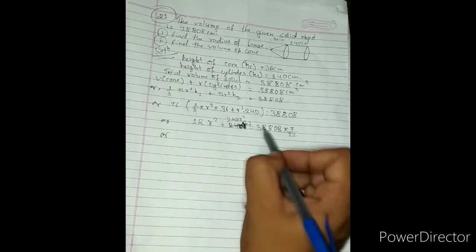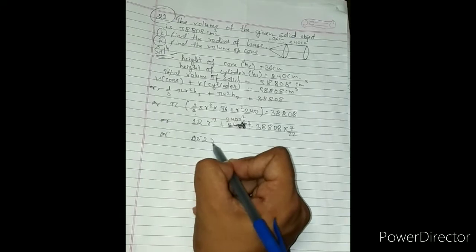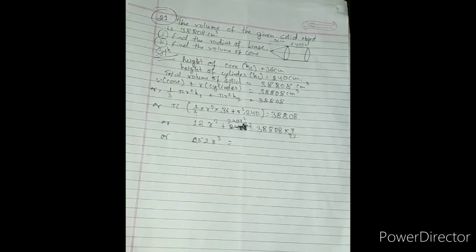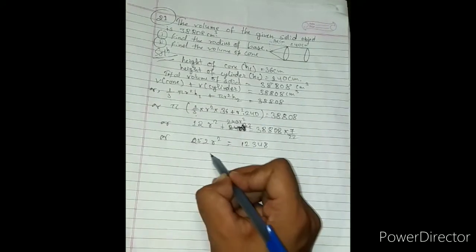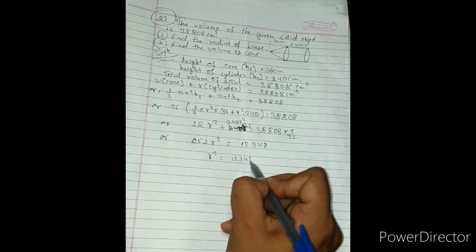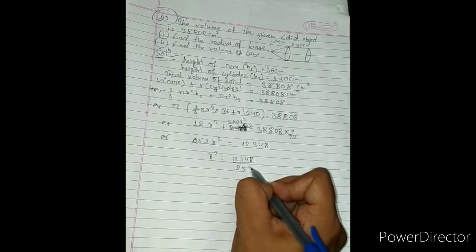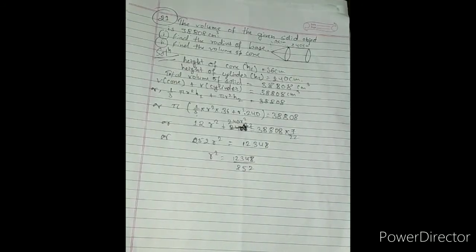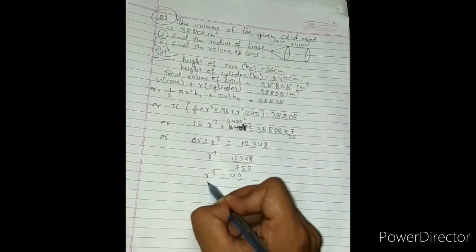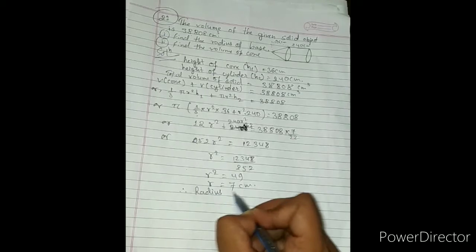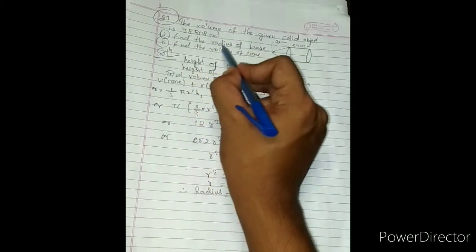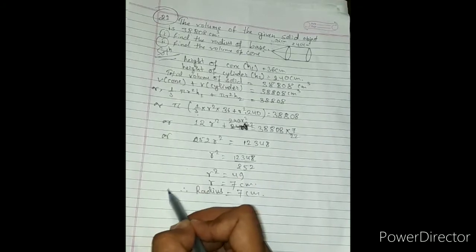240 r square plus 12 r square is 252 r square equals, now solve it, 38808 into 7 divided by 22, that is 12348. R square equals 12348 divided by 252. R square is equal to 49. So from here r is equal to 7. Therefore the common radius is 7 centimeter. Radius of base we have got. This is the answer of the first question.